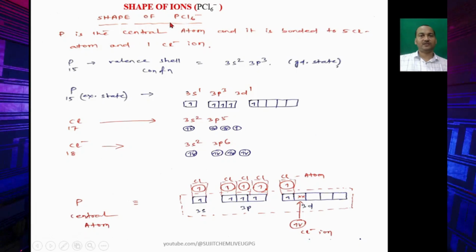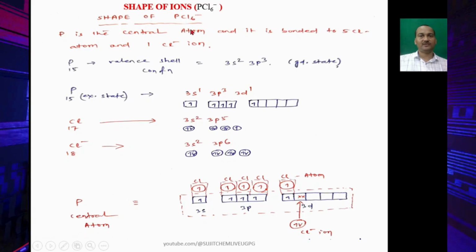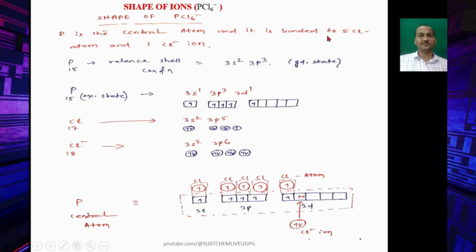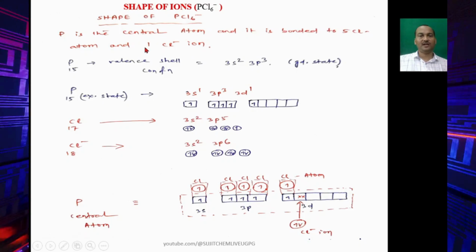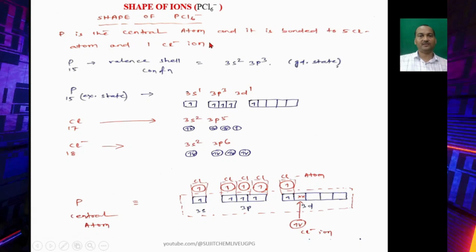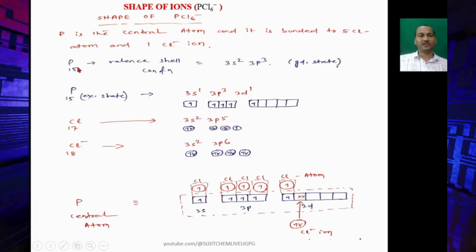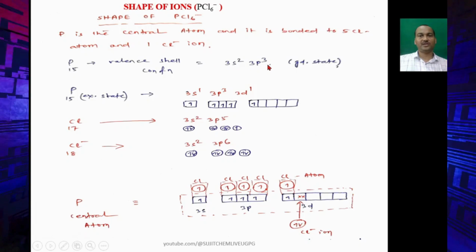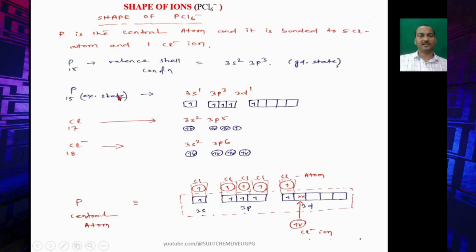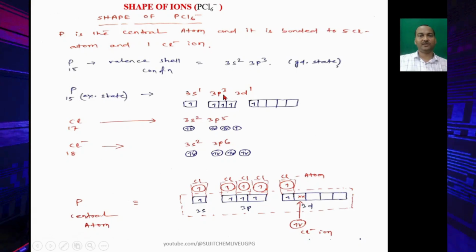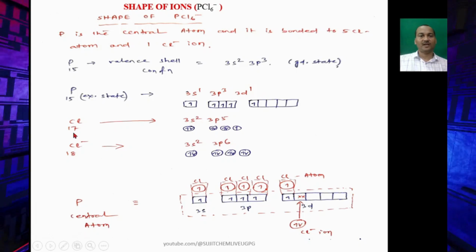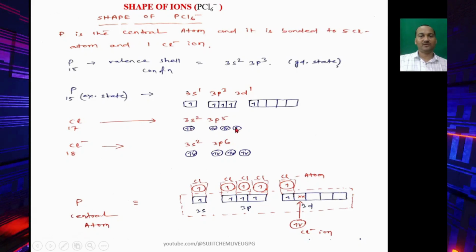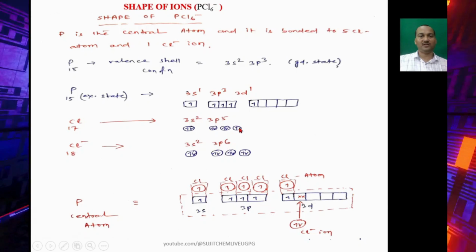So now let's discuss the shape of PCl6 minus. So PCl6 minus means phosphorus is the central atom and it is bonded to 5 chlorine atoms and 1 chloride ion, Cl minus ion. So phosphorus atomic number 15. So the valence shell configuration will be 3s2 3p3. And phosphorus in excited state will be 3s1 3p3 and 3d1. And chlorine atomic number 17. So 3s2 3p5. So you have one unpaired electron here in chlorine.